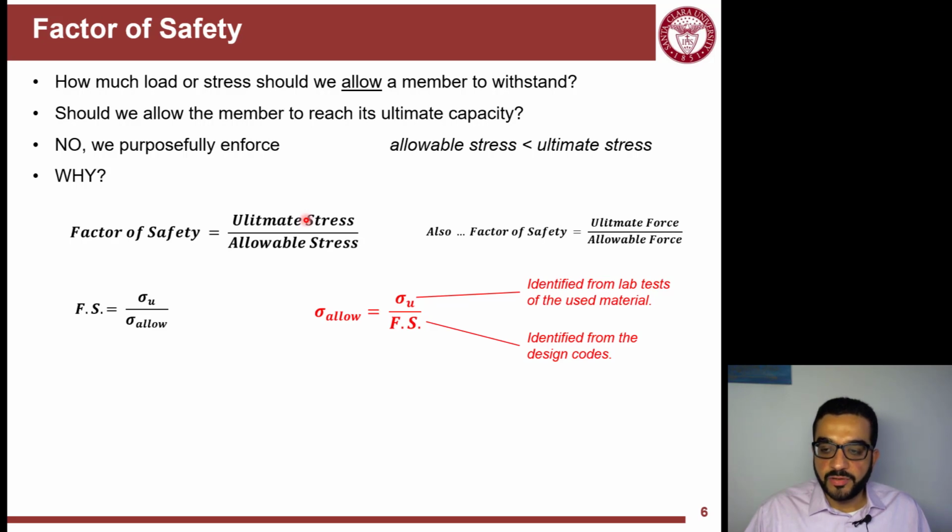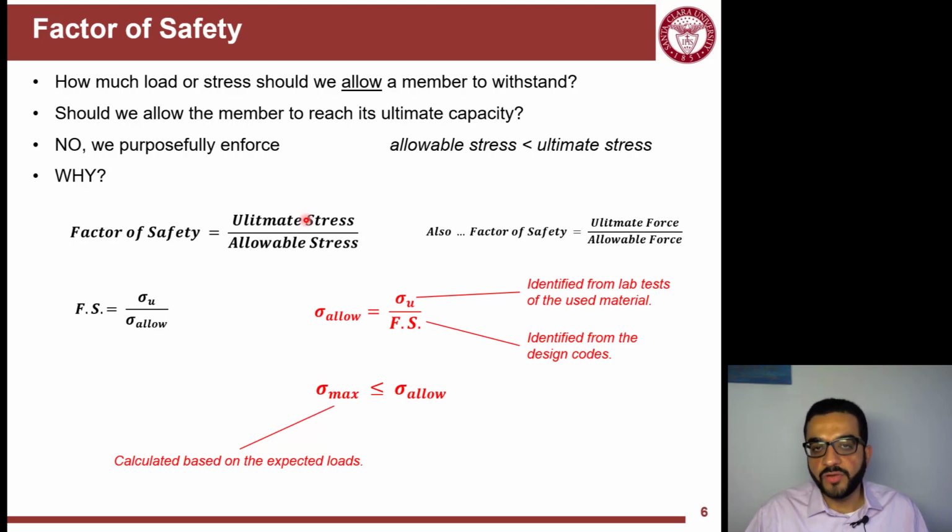So sigma ultimate is identified from lab tests, like you will see in the lab sessions of this course, and factor of safety is suggested and enforced by design codes that we use in civil engineering, mechanical engineering, different fields of engineering. And now when I start designing, I calculate sigma max, that maximal observable or possible stress that can come out of the load cases I'm analyzing, and I want this sigma max to be less than sigma allow, and I'm considering sigma allow to be less than my ultimate sigma by a factor of safety. So factor of safety is very important.